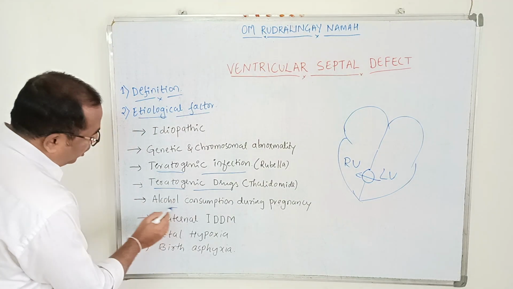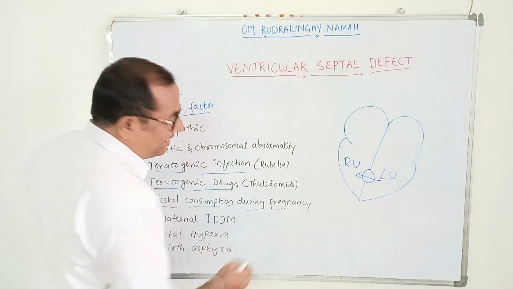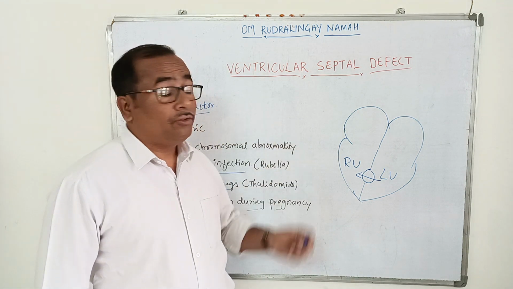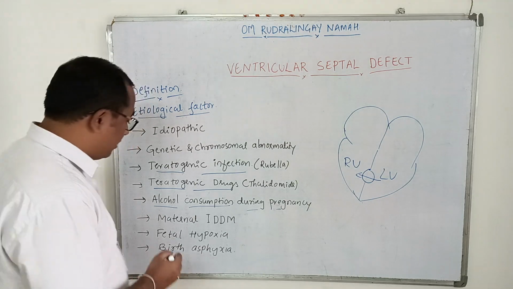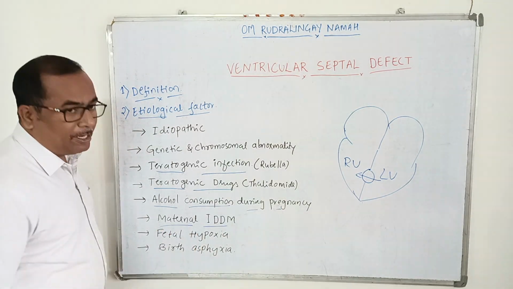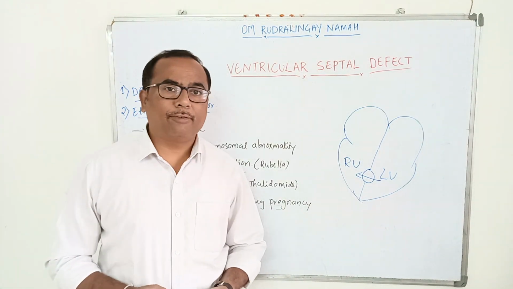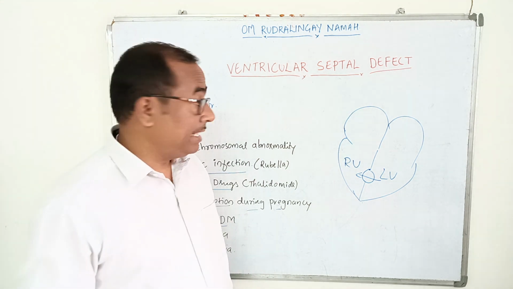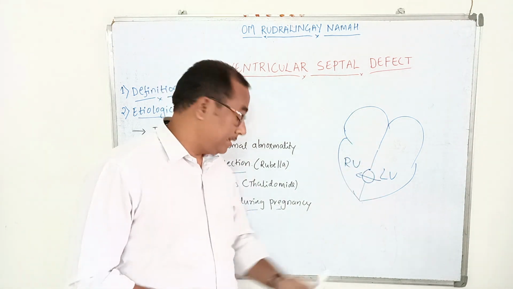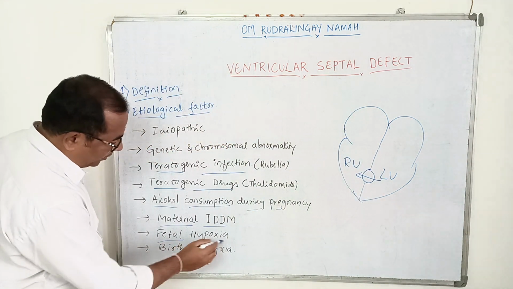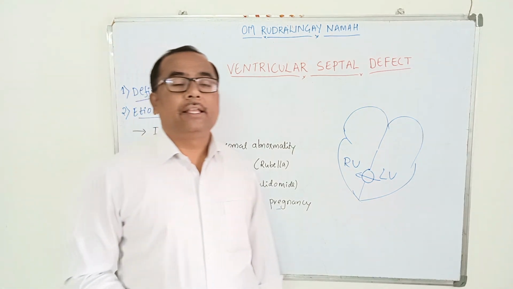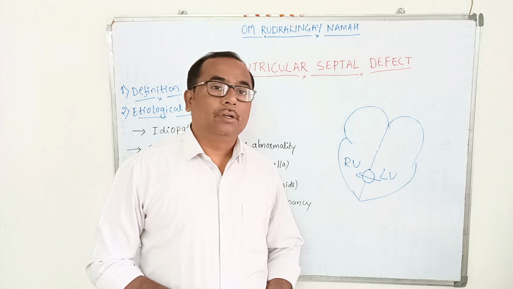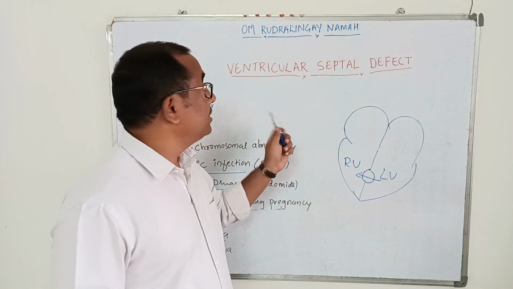Next one is alcohol consumption during pregnancy. When the mother takes excessive alcohol during the pregnancy, that can result in ventricular septal defect. Next one is maternal insulin dependent diabetes mellitus. If the mother suffers from insulin dependent diabetes mellitus, that is type 1 diabetes mellitus, that can be the cause for ventricular septal defect. Next one is fetal hypoxia, which is nothing but a decreased oxygen supply to the fetus during the pregnancy. That can also give rise to ventricular septal defect.